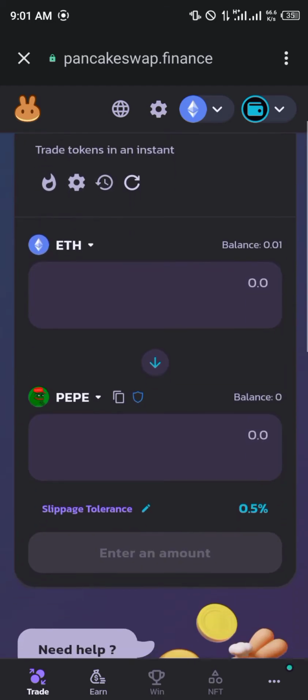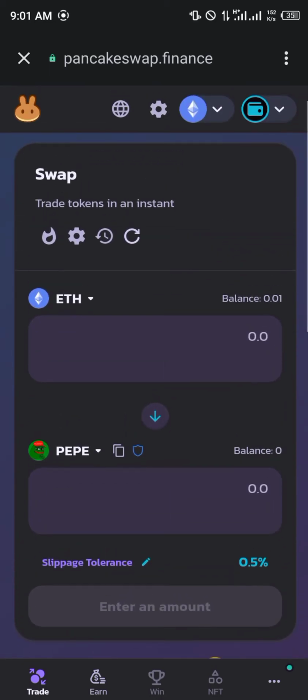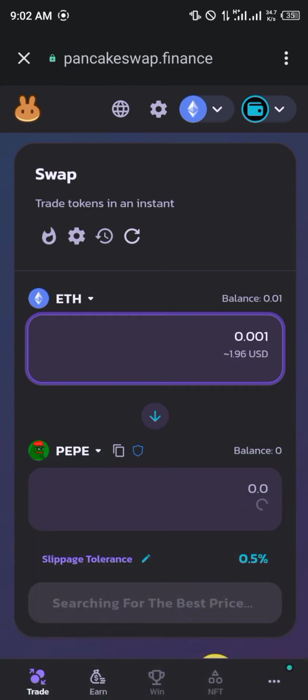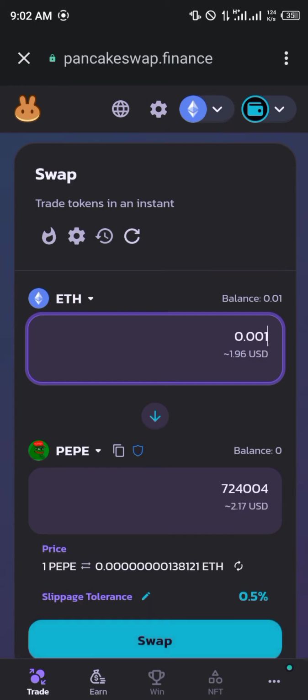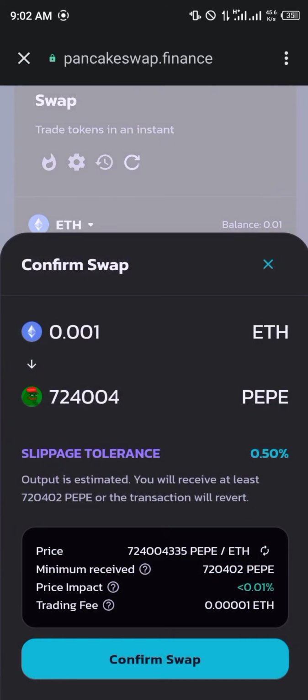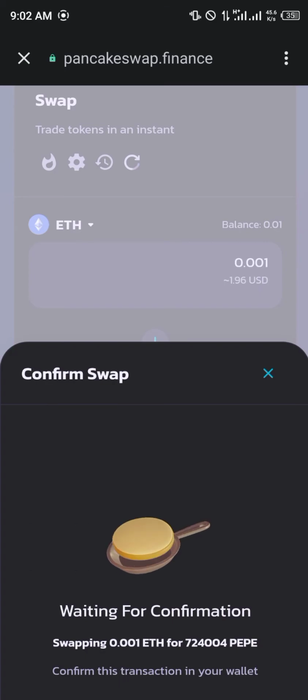So once you've completed the swap, make sure the slippage tolerance is low or high depending on the volatility of the market at that period in time. So please, do your own research. So $1.96 worth of Ethereum is going to be giving us 724,000 Pepe. So we simply click on swap, click on confirm swap.